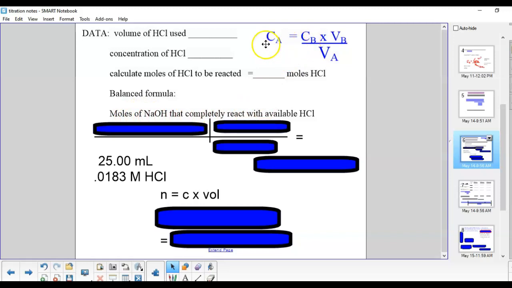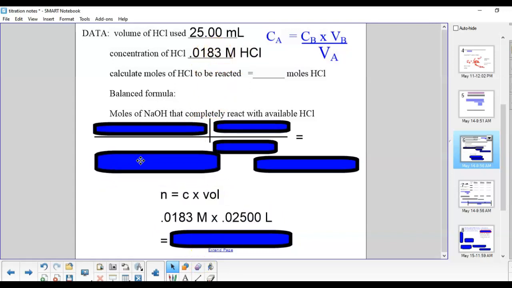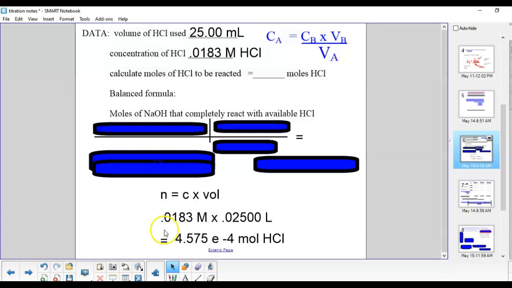Well, remember, concentration times volume gives us moles. Okay, so we can put this up here. This is a value that needs to be given to you. How can you find this? Well, moles is concentration times volume. Here's our concentration. Here's our volume. I've changed this to liters because it was in milliliters. I've divided by 1,000. Also remember that molarity is moles per liter. Per liter means it's in the bottom, and the liters cancel, leaving you with moles.